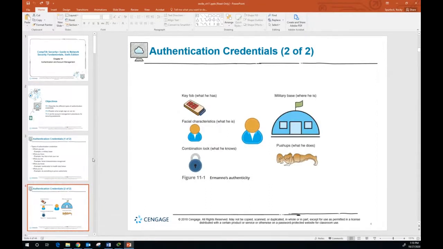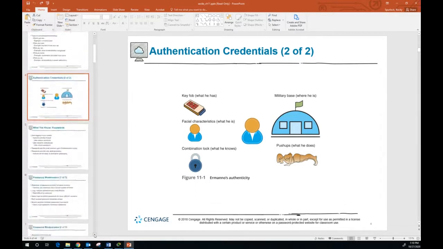For example, a key fob is something you have. Biometrics, facial characteristics, are something you are. A combination lock is something you know. A military base is maybe somewhere that you are. Push-ups are what you do. Those are different types of ways that we can authenticate our usernames, our credentials.